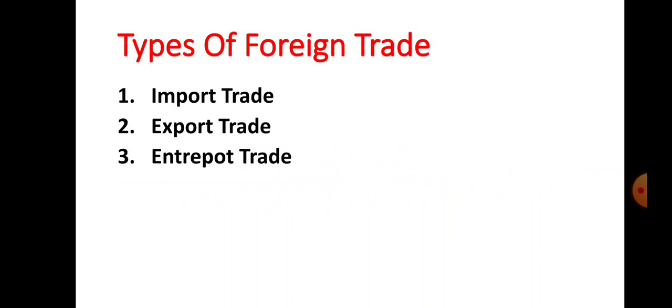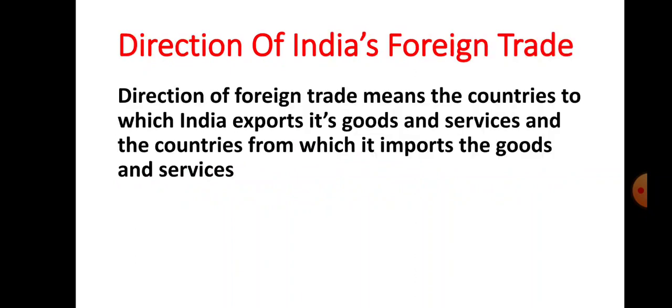Number 3 is entrepot trade. Entrepot trade refers to the purchase of goods and services from one country and then selling them to another country after some processing operations. That is known as entrepot trade. So these are the 3 types of foreign trade. Now let us see the next concept in foreign trade: direction of India's foreign trade. What is that? Let us see.